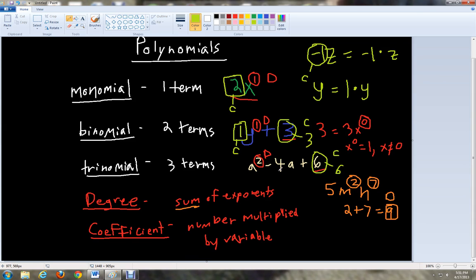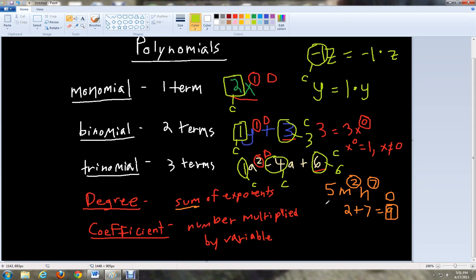What about the coefficient of negative 4a? Well, the number in front of negative 4a is a negative 4. So we know the coefficient of negative 4a, this term, is negative 4. And then for a squared, it's just a 1, right? Because there's no number in front. Coefficient of 1.